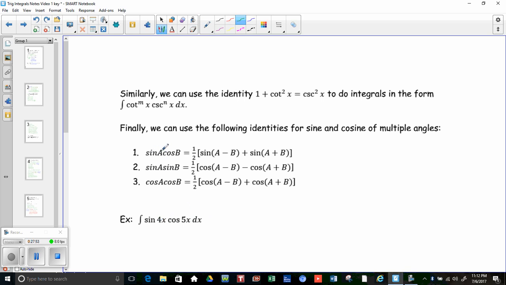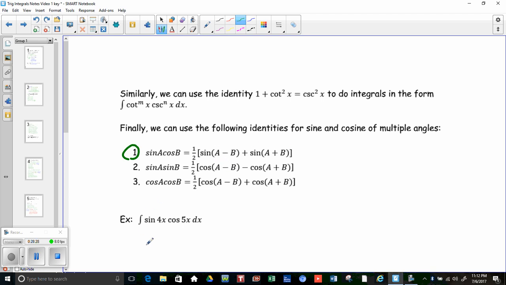So here you have some properties. It says sine of A, cosine of B. So if you have a sine of some multiple angle, cosine of some multiple angle, this is the formula that you would use. It's 1/2 sine of A minus B plus sine of A plus B. And likewise, if you have two sines, or two cosines of different angles. Well, in this case, we have the sine of 4x, cosine of 5x. It fits this first one. So we're going to go ahead and rewrite that whole integral as this combination right here.